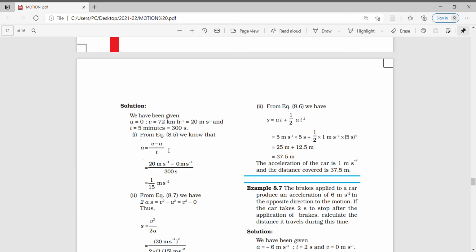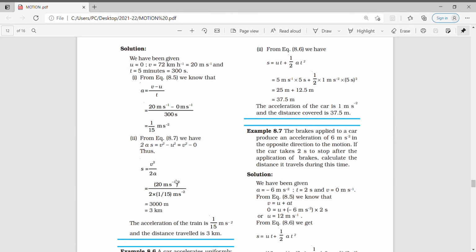So we have to calculate acceleration. The formula for acceleration is v minus u upon t. Put values and solve, and we are getting 1 upon 15 meter per second square. So this is acceleration. And now we are to calculate the distance covered. For finding distance covered, we are using third equation of motion here: 2as is equal to v square minus u square. Now you put values and solve. u is 0 in this case, so that's why we can write s is equal to v square by 2a, and put values and solve. We are getting 3000 meters as answer.